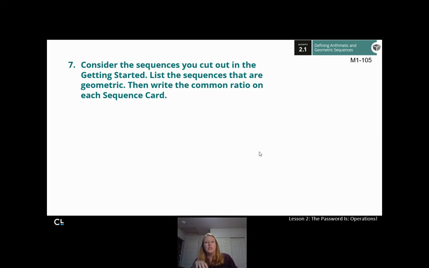So find all the ones that are geometric. That means anything that kept saying we were multiplying by the same number every time or dividing by the same number every time. And then on that card, write down the common ratio. So pull them out, figure out which ones you should be looking at for those geometric guys, and then write the common ratio on your geometric ones. Not all of them are geometric. That's okay. Find the ones that are. So go ahead and hit pause to take care of that, and then hit play when you're ready to check your work.